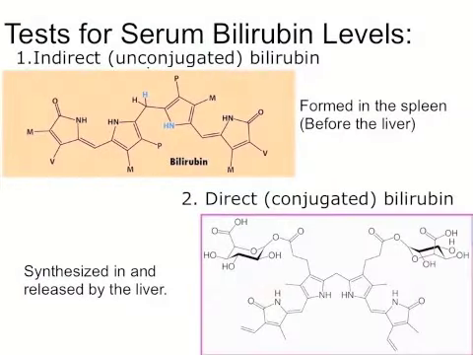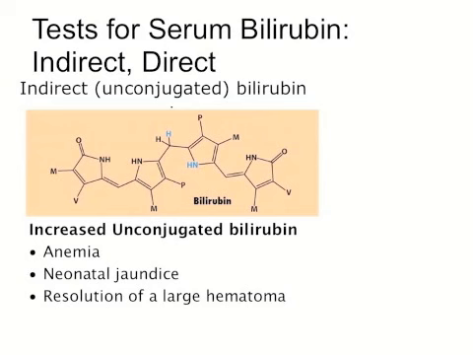Now, just as there can be problems with the synthesis of heme, there can also be problems with degradation, and there are tests to figure out exactly where the problem is coming from. There are two types of tests, one that tests for unconjugated bilirubin and one that tests for conjugated bilirubin. An indirect test of serum bilirubin tests for the unconjugated bilirubin. Now this is bilirubin that has not gotten to the liver yet. It's not conjugated.